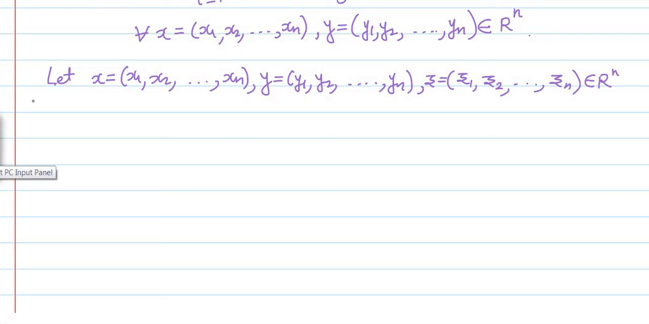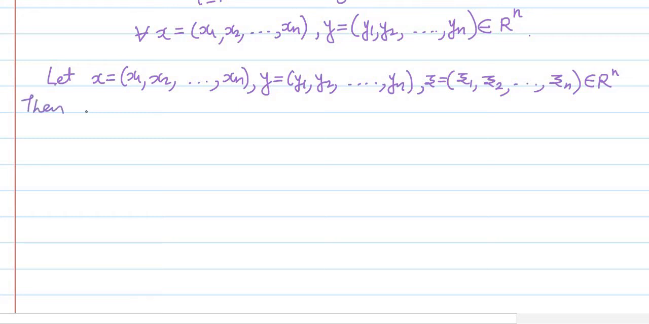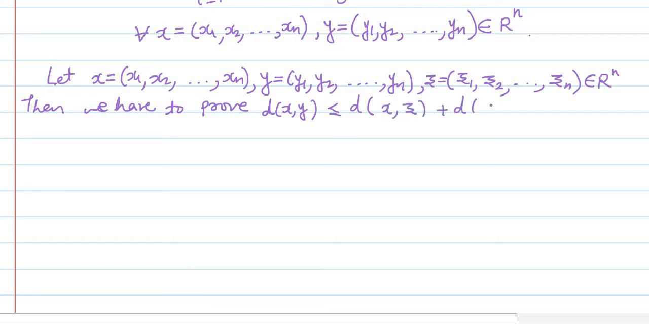Okay. Then to prove the triangle inequality, we have to prove that D of x comma y is less than or equal to D of x comma z plus D of z comma y. This is our target.